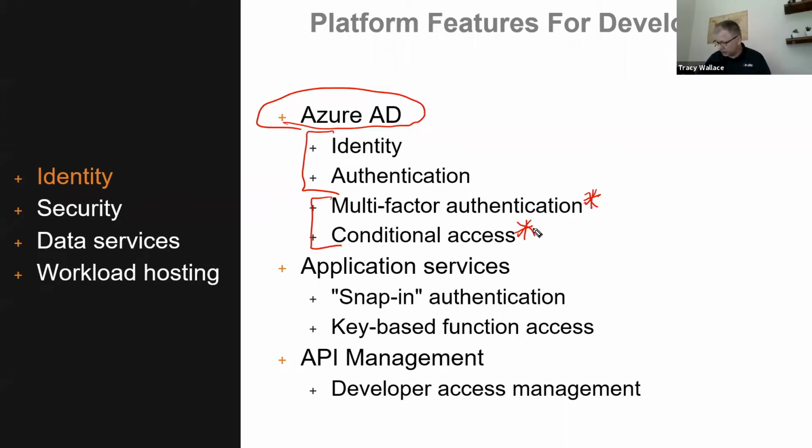But there's other services as well. There's also, at the application service level, something pretty interesting. This one here, snap-in authentication. It's not its technical name, but it's kind of how I refer to it. I can have an application that actually doesn't have any authentication. I can say, you know what? I need authenticated access, but I can't re-engineer my application.